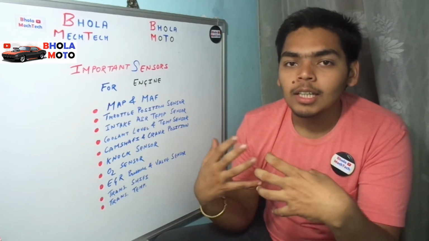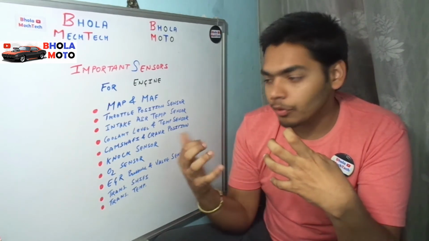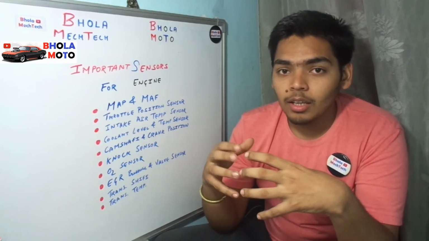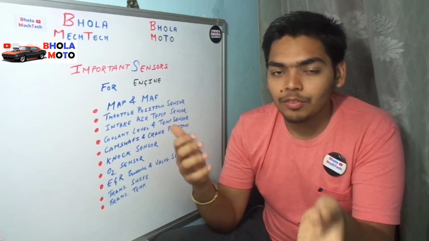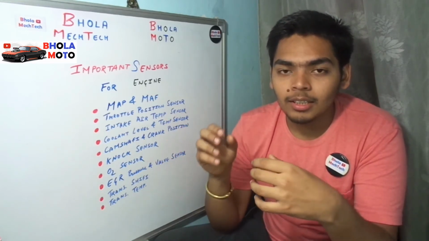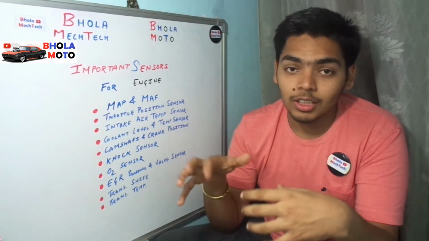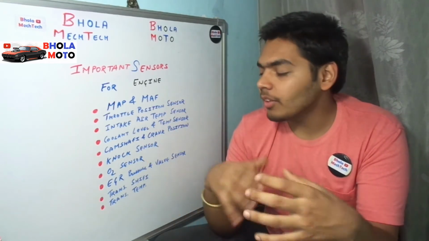So in that case, we get to know from this crankshaft position sensor when the fuel has to be injected. If the crankshaft reaches a certain angle, then the signals are sent to the ECU, and then the ECU sends the signal to the injector to inject the fuel. So in that way it works.